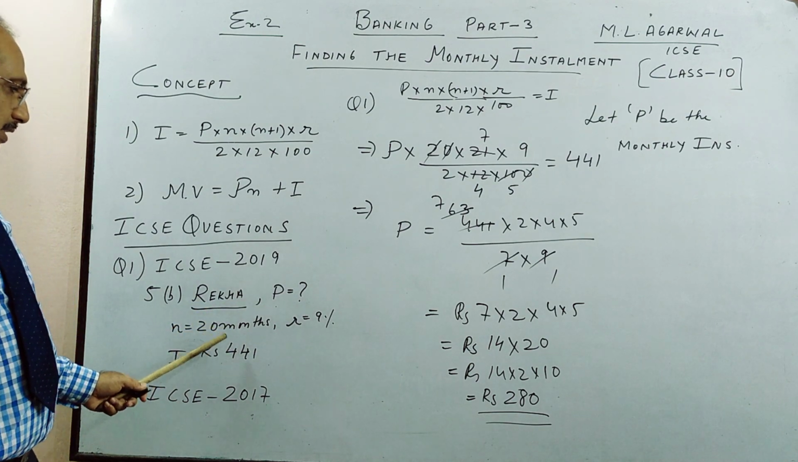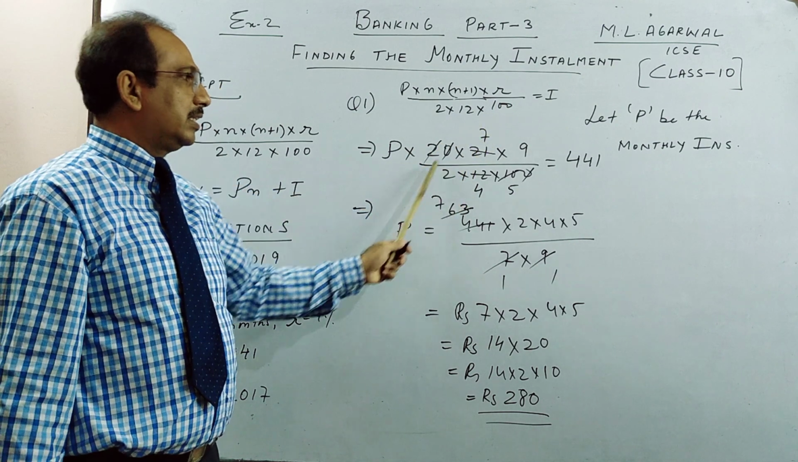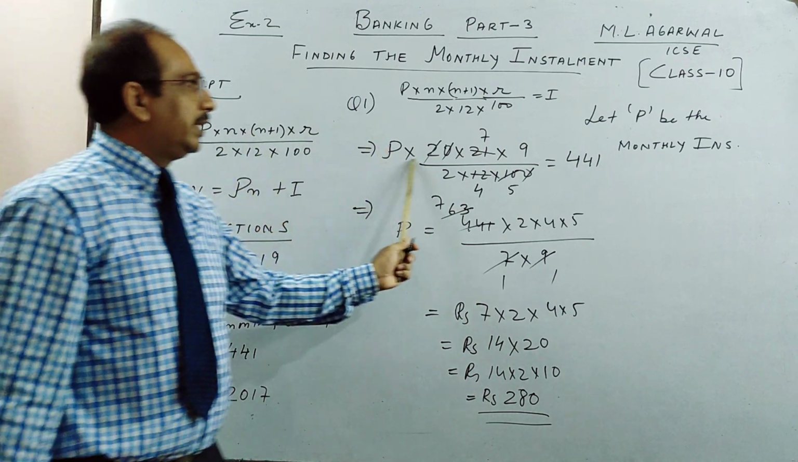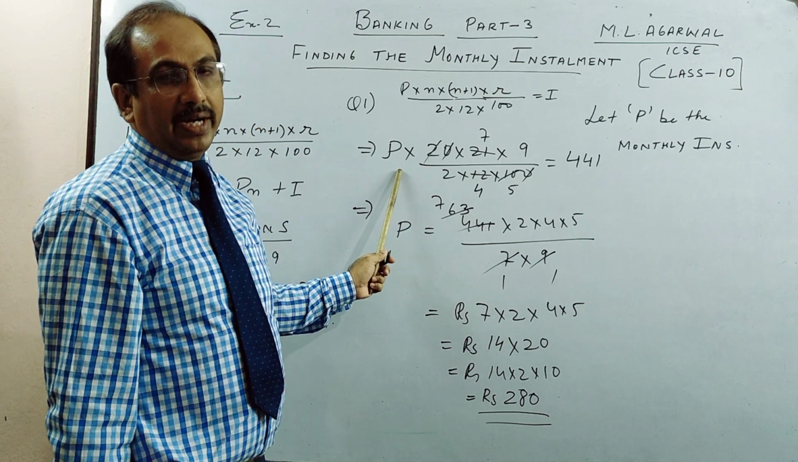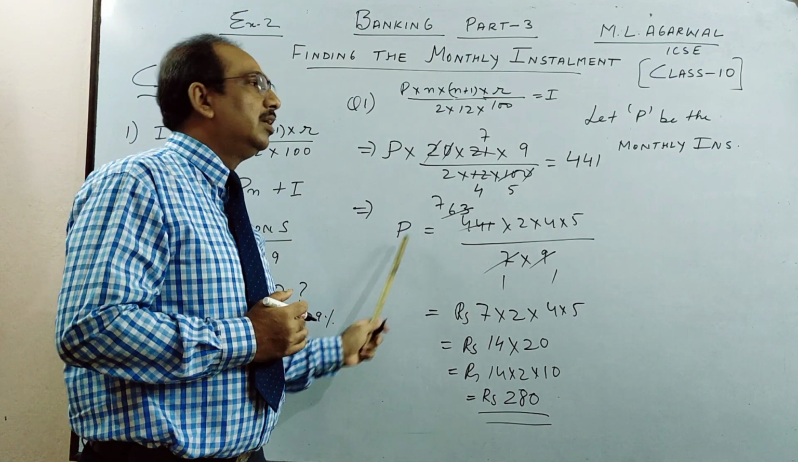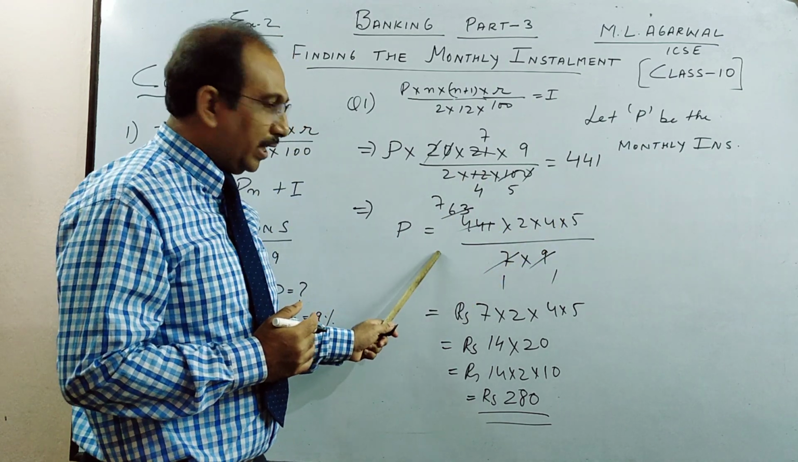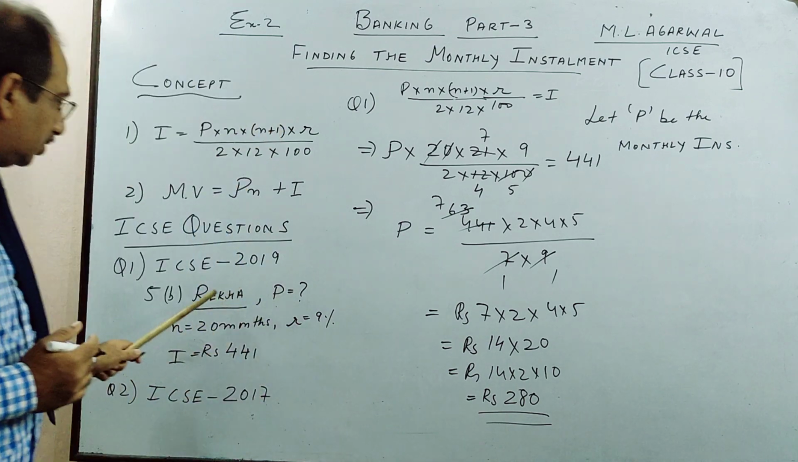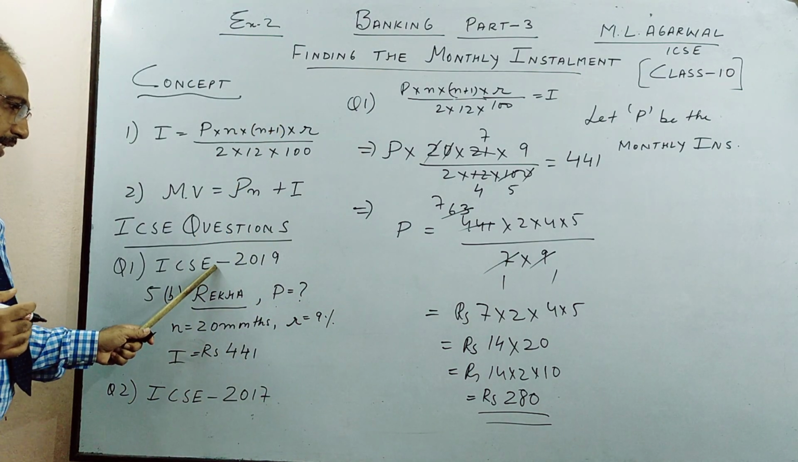Once more, N is given, I is given, R is given. We substitute. I write this formula to the left and take I to that side because we have to find P. The unknown should be alone, generally on the left hand side. I could have put it there also. So I substitute, I cancel, I get P is 280. So children, this was ICSE 2019.